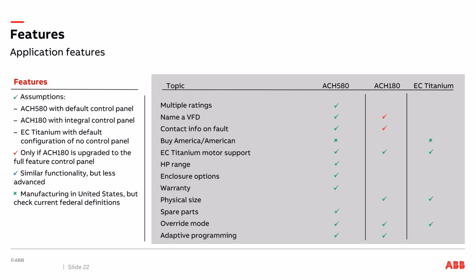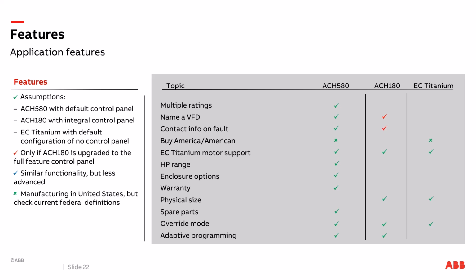Warranty, we'll talk about that more in a little bit, but the 580 gets the green checkbox there compared to the other ones. Physical size, that's where the 180 and the EC Titanium are going to shine. The EC Titanium has everything in an all-in-one solution, or if we're just comparing the 580 to the 180, the 180 is going to be a smaller size. There's a reason they call them compact or micro drives. Spare parts, the win goes to the ACH580 as far as flexibility and the different types of spare parts available, whereas the 180 and EC Titanium are more of the electronics portion, meant to be more of a throwaway when there's a problem.